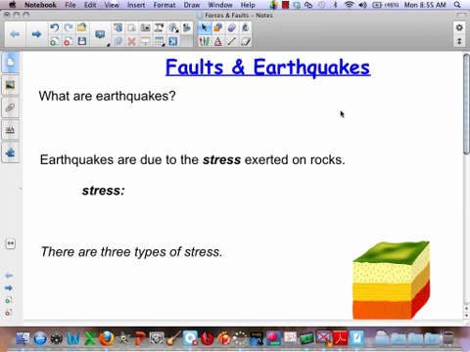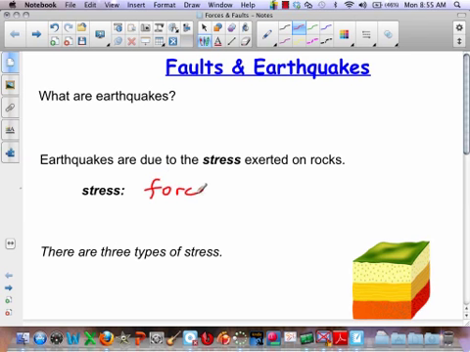So the stress, if you want to think about it, is a force exerted on the rocks. Okay, that's a good way of looking at stress. It's some force exerted. What does it mean to be exerted? When I say force exerted on the rocks, what does that mean? Yeah, it's applied. Okay, so it's the force that's being applied to the rocks. And we have 3 types of stresses. And each one of these stresses is uniquely tied to a special type of force.